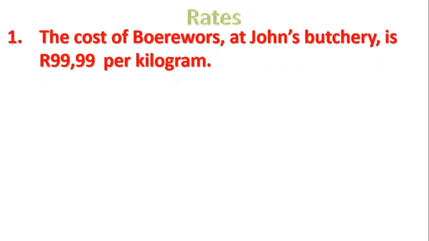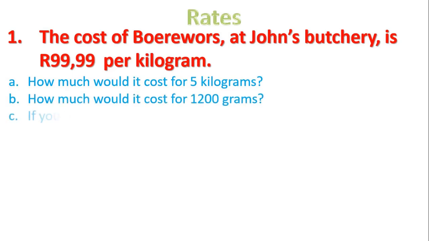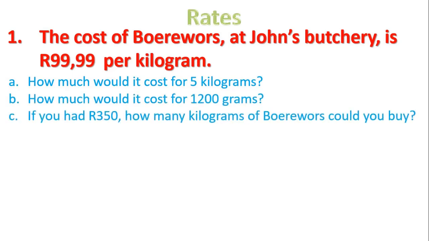And so our examples, our first one: the cost of boerewors at John's Butchery is 99 Rand 99 per kilogram. For those people who don't know, boerewors is a traditional South African sausage. It is very, very nice. So A, how much would it cost for 5 kilograms? B, how much would it cost for 1200 grams? And C, if you had 350 Rand, how many kilograms of boerewors could you buy?